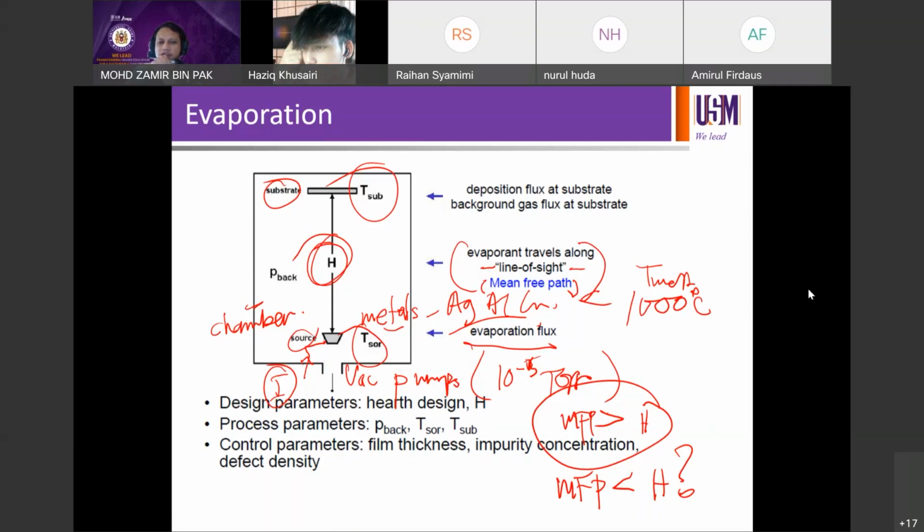MFP less than H. H is the separation distance. MFP is the mean free path. So that means your particle can travel up to MFP. Paling jauh dia boleh pergi MFP je. Minyak sampai situ je. Apa yang jadi? Hadi? Oh, Faris? Okay, go slow deposition. Okay.